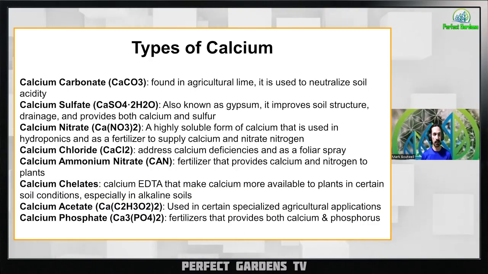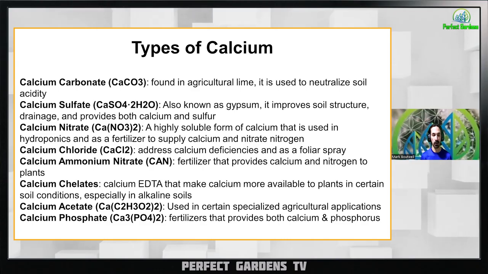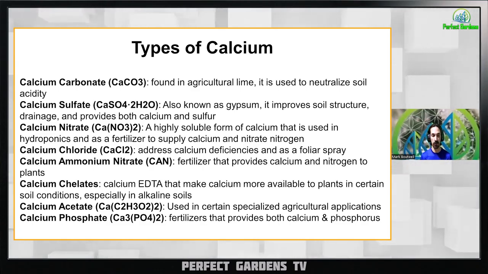Okay, so types of calcium. We have calcium carbonate, found in agriculture lime. It is used to neutralize soil acidity. Calcium sulfate, also known as gypsum, improves soil structure, drainage, and provides both calcium and sulfur. Calcium nitrate, a highly soluble form of calcium that is used in hydroponics and as fertilizer to supply calcium and nitrogen. Calcium chloride addresses calcium deficiencies as a foliar spray.